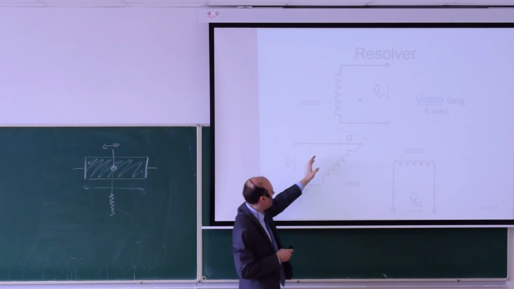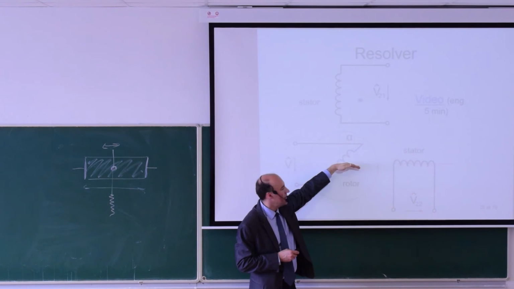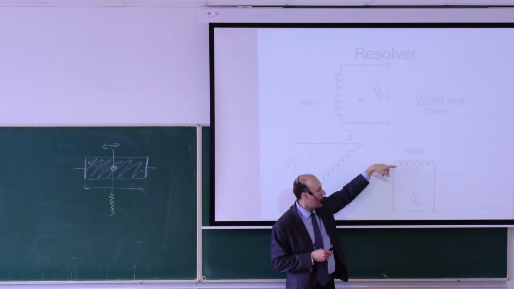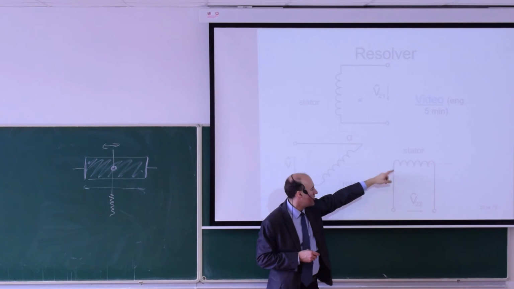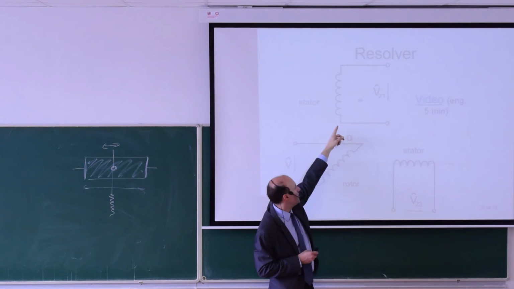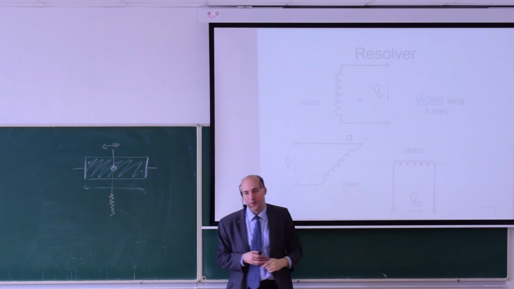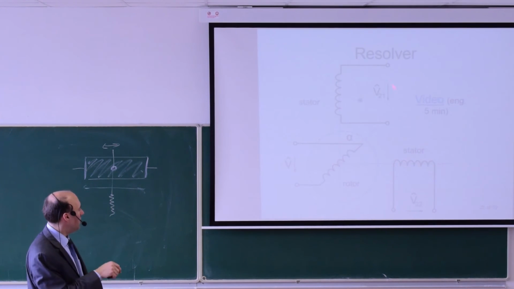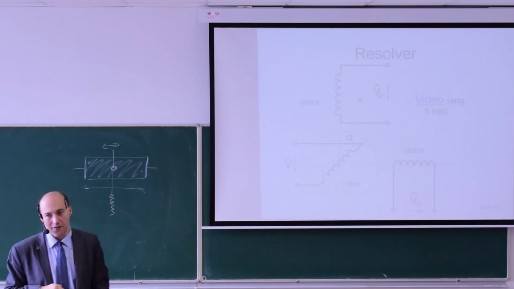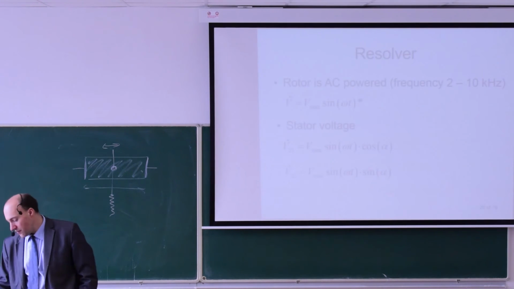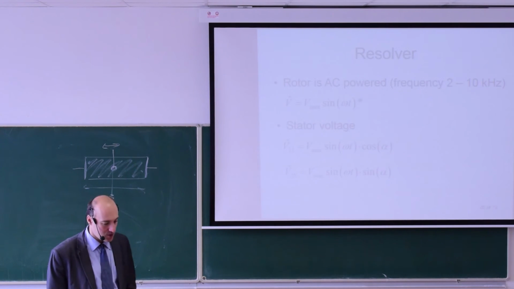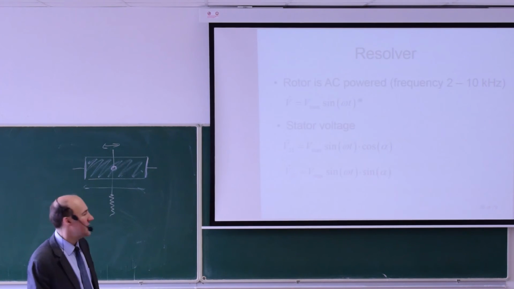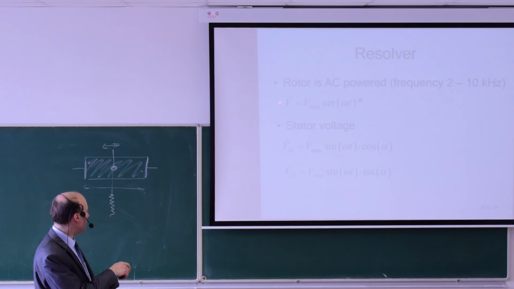If I change the angle alpha to 90 degrees, then the rotor winding is aligned with this stator winding. So here I will have maximum voltage, and here I will have a minimum voltage. So there will be a dependence of the voltage on the stator windings and angle alpha. We can find out that this will be a sinusoidal and a cosinusoidal dependence. So this is my rotor voltage, some amplitude times sine omega t.